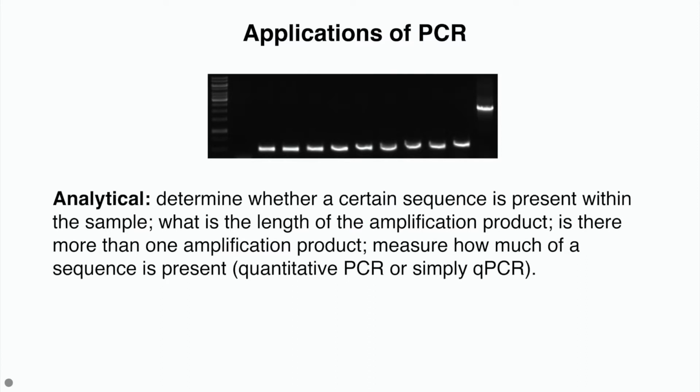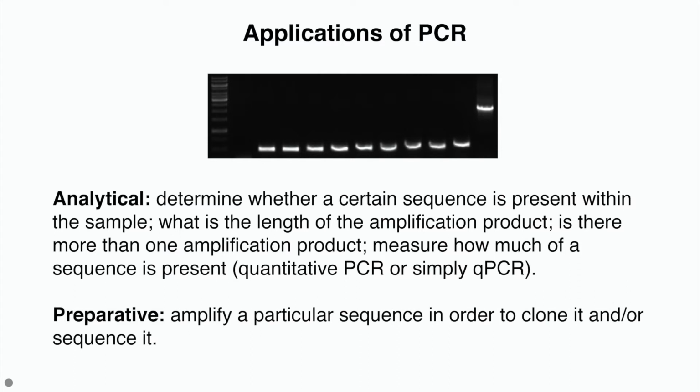PCR can also be used to measure how much of a particular DNA segment is present within a sample. This is known as quantitative PCR, or simply qPCR. Preparative PCR is used to amplify a DNA segment either in order to clone it or to sequence it.